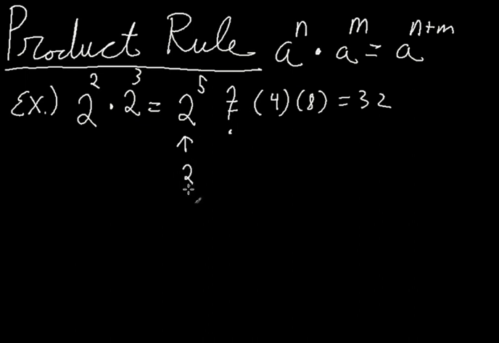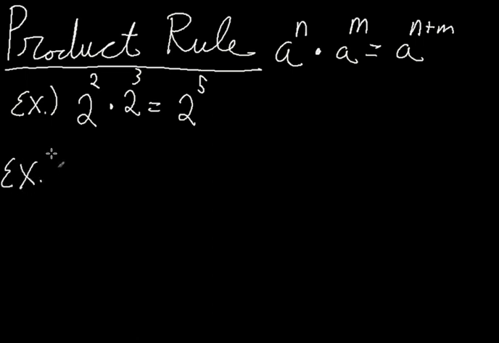You can also go 2, 4, 8, and 16, 32. Okay, and you can see that 1, 2, 3, 4, 5. Yeah, it is. Okay, so it turns out that this is going to work. That this product rule does, in fact, tell us the truth, and we can use this. Let's look at another example.